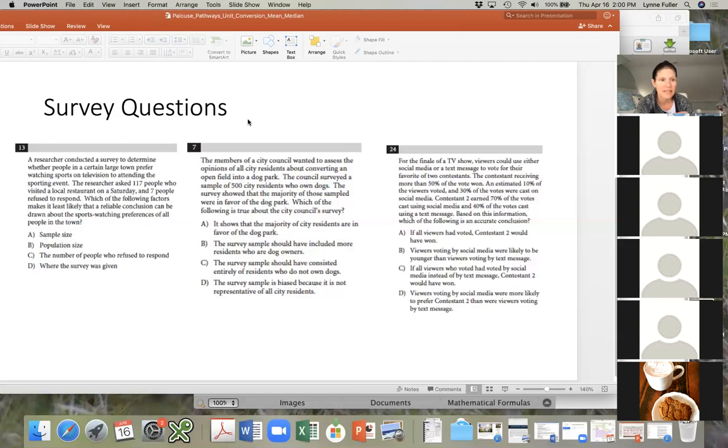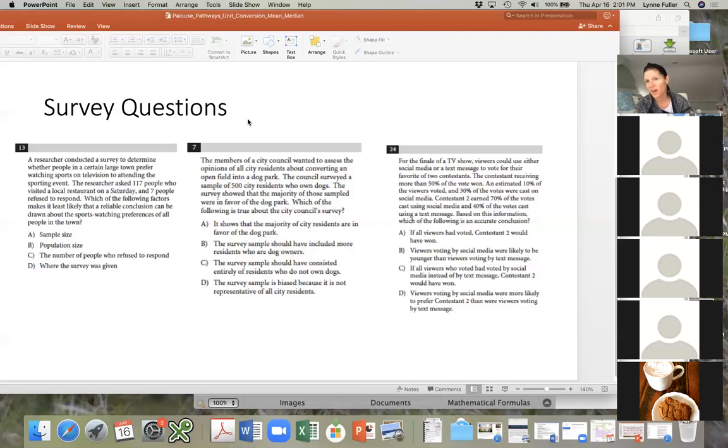Look at number 13 here. A researcher conducted a survey to determine whether people in a certain large town prefer watching sports on television to attending the sporting event. The researcher asked 117 people who visited a local restaurant on a Saturday, and 7 people refused to respond. Which of the following factors makes it least likely that a reliable conclusion can be drawn about the sports watching preferences of all the people in the town?